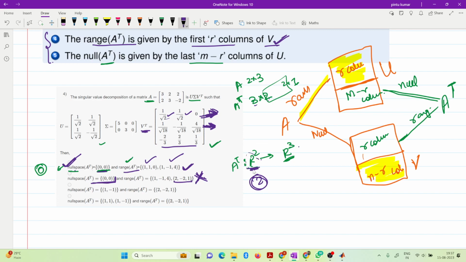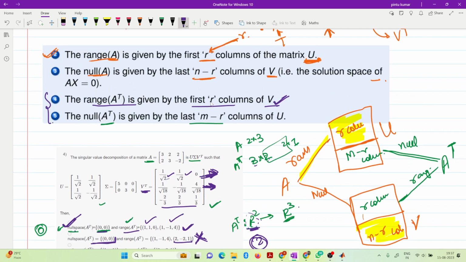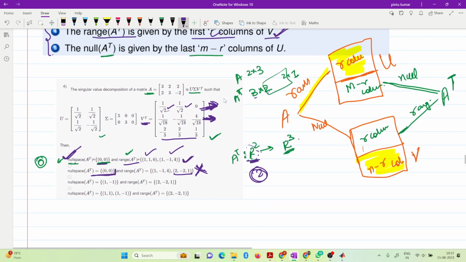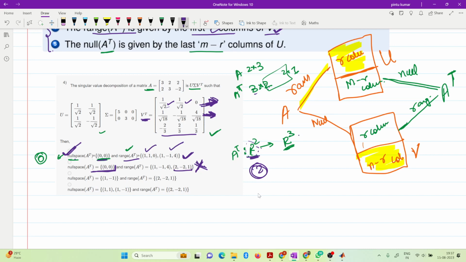You could have got any other space also. Smaller M minus R, no, sir. Rank. Okay, this rank R. Okay, so you know something called rank nullity theorem. Okay, I'll tell you what it is.